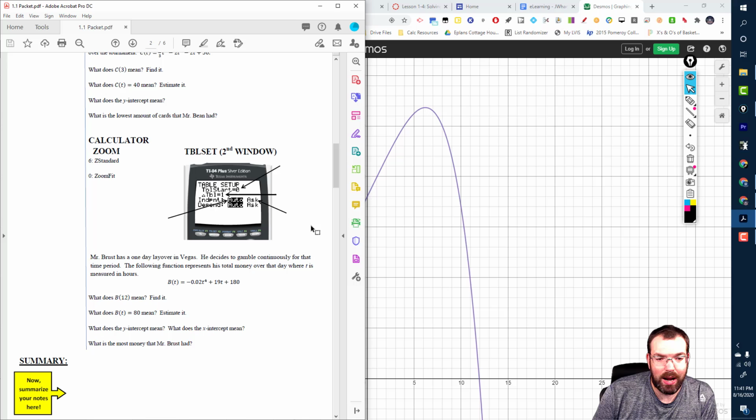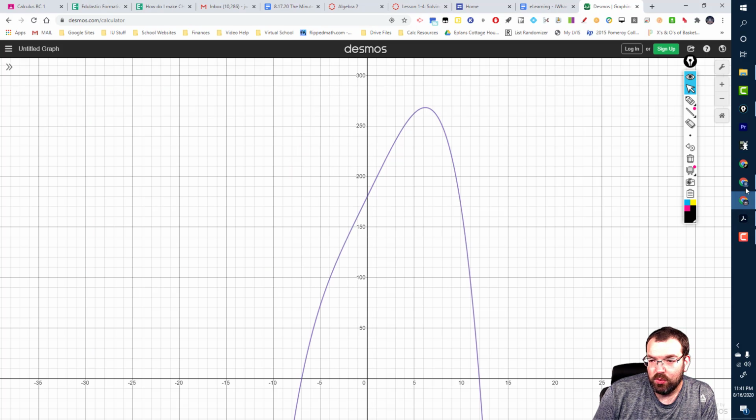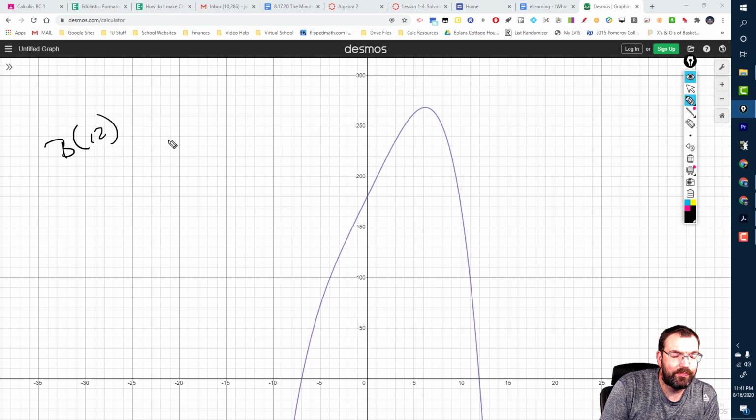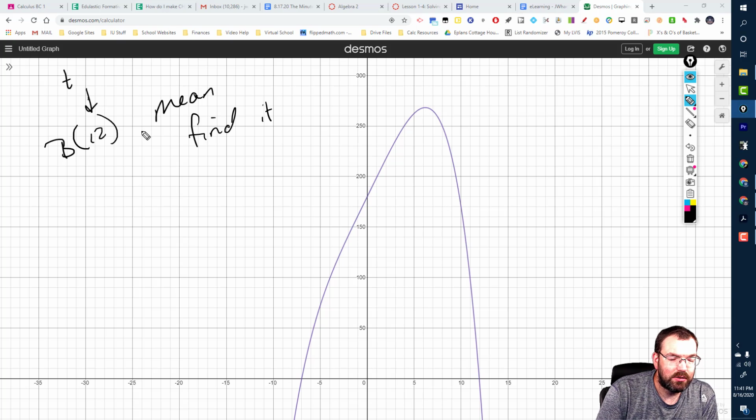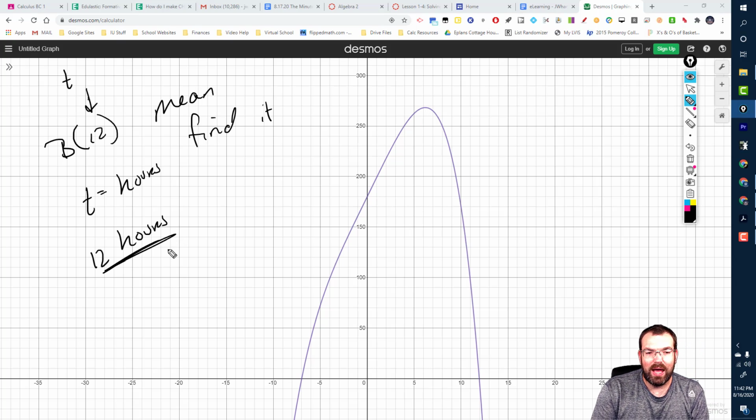The first problem says, what does B of 12 mean? And find it. Well, this variable in here is technically t. What does t stand for? t stands for hours. So 12 is hours. So this is 12 hours. Okay, we know we're dealing with that. Now let's find it, and then we'll talk about what else it means.